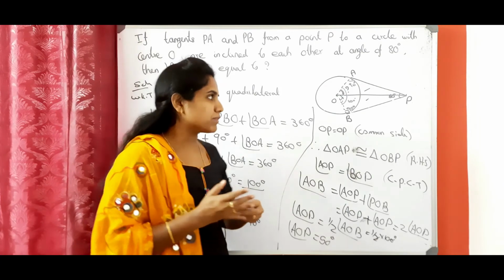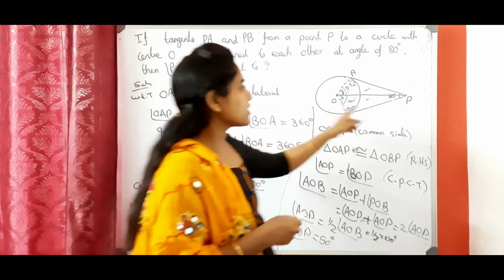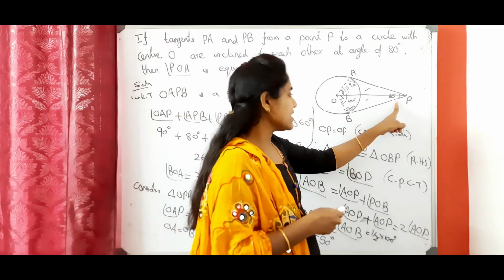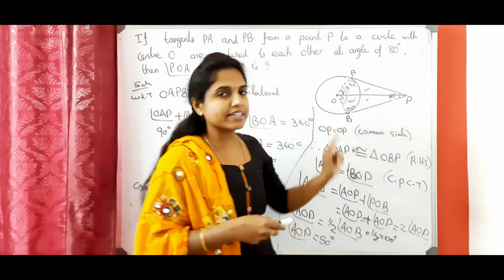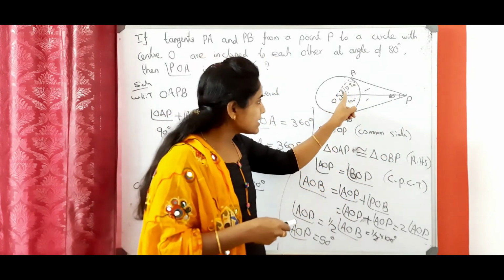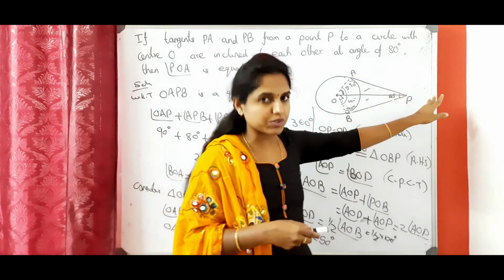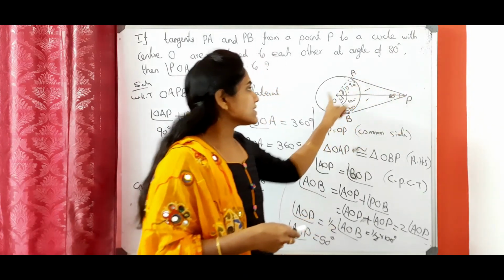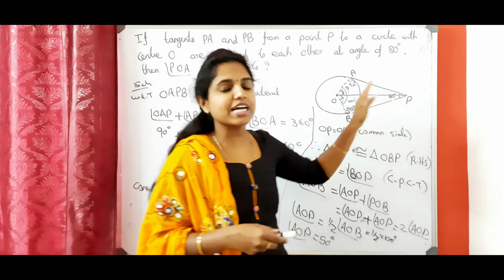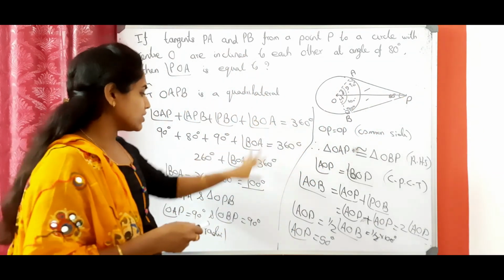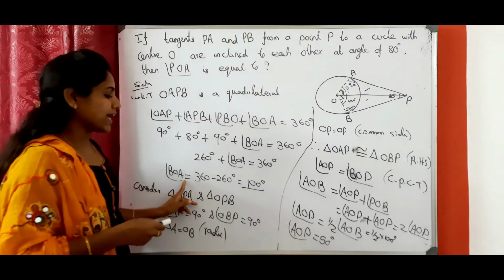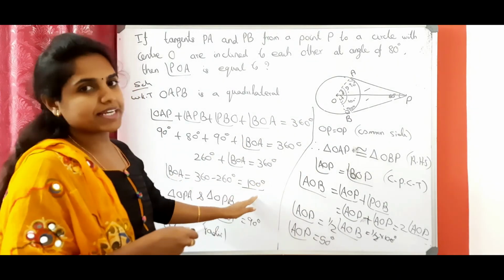Let me explain one more time. In the question they have given the inclined angle is 80 degree, and also using theorem 1 we know that these two angles are 90 degree. We need to find only this angle AOP. So we know that this is a quadrilateral. We know that the sum of the angles of a quadrilateral is 360 degree. If you apply all the values, we will get AOB equal to 100 degree, right?